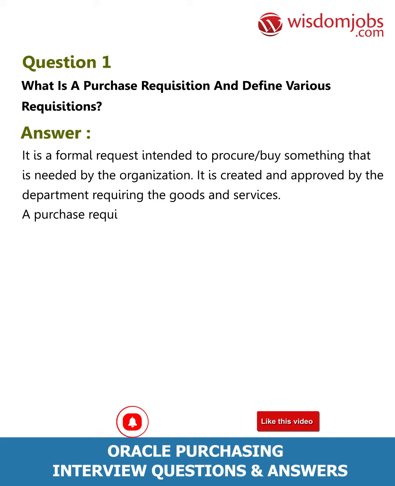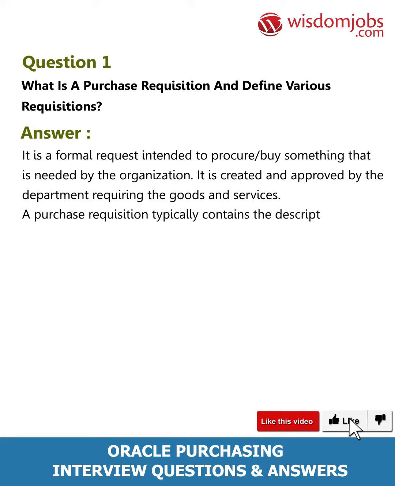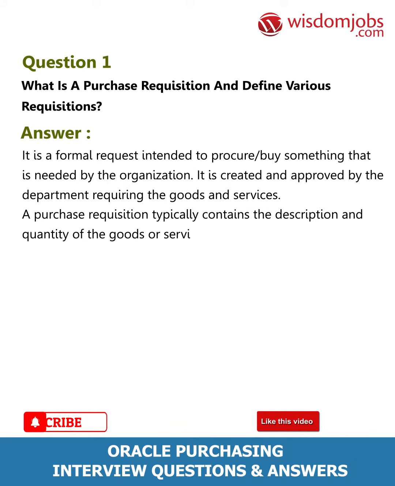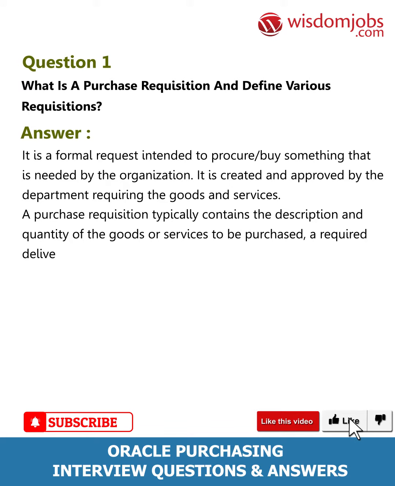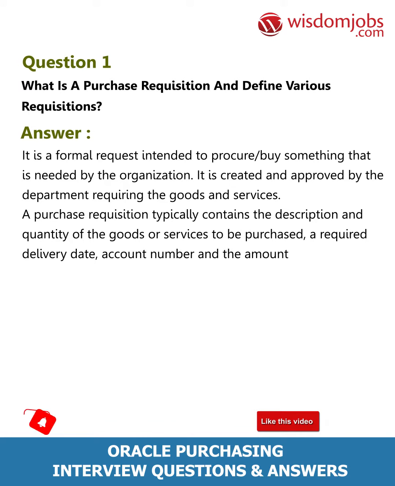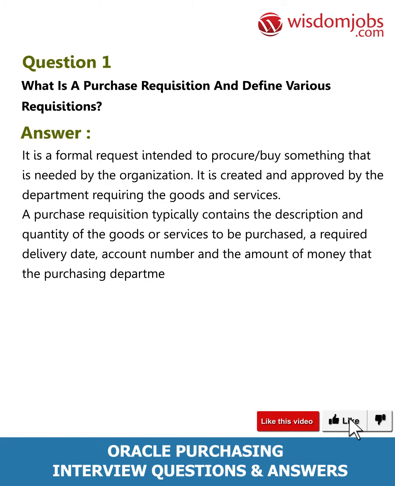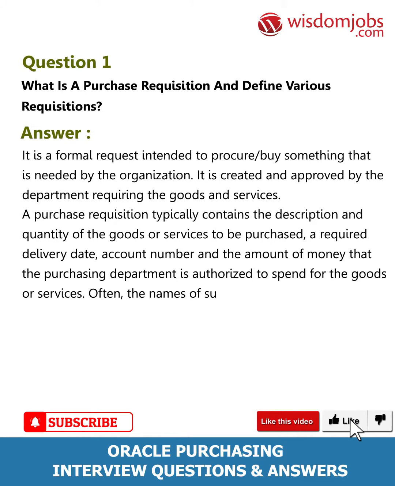A purchase requisition typically contains the description and quantity of the goods or services to be purchased, a required delivery date, account number, and the amount of money that the purchasing department is authorized to spend for the goods or services. Often, the names of suggested supply sources are also included.